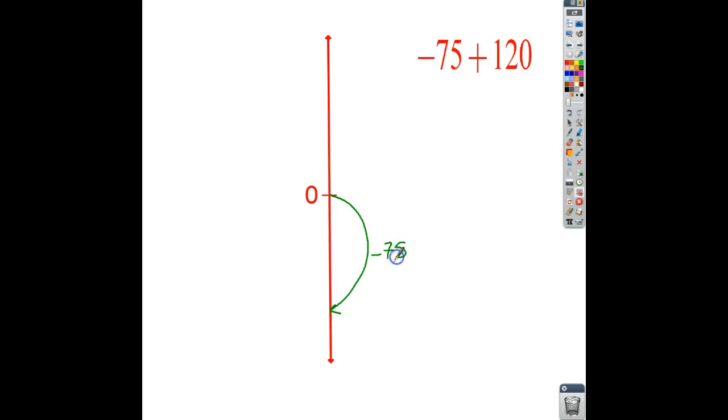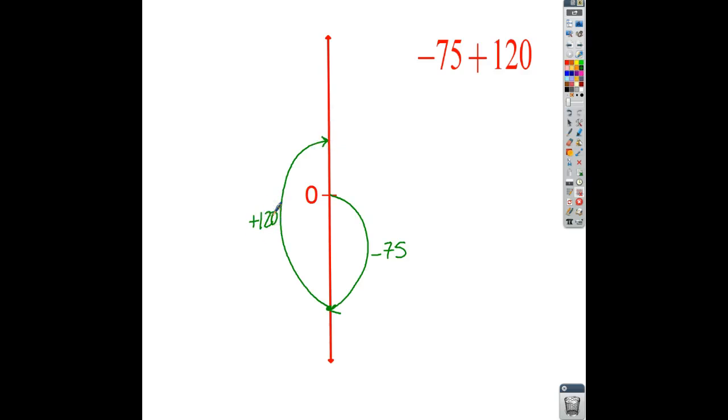That's what this says. It says I'm going to go down 75 places. Then it says go up 120. So the real question I'm going to have to worry about here is if I'm going up 120 at this point, am I going to be above where I started or below where I started? Okay, so from here to get back to 0, to get back to where I started, I'm going to need to go up 75. Well, 120 is bigger than that, so that means I'm going to be going above where I started.